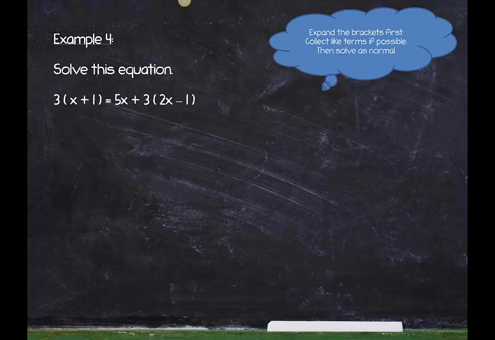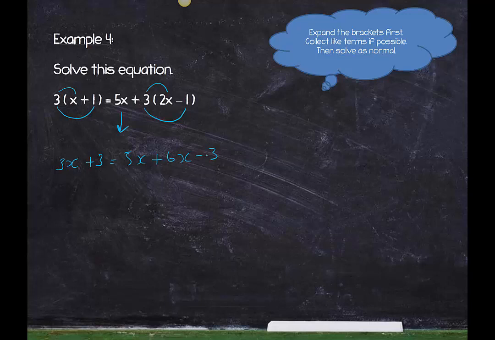Okay, so this one is much the same, but it's just set out a little bit differently. So we've got 3 times x and 3 times 1, 3 times 2x and 3 times minus 1. Don't forget to write this down. That 5x is on its own. We're not timesing by it, but don't forget to keep it. So 3 times x is 3x. 3 times 1 is 3 equals 5x. Writing that one down. 3 times 2x is 6x. 3 times minus 1 is minus 3.